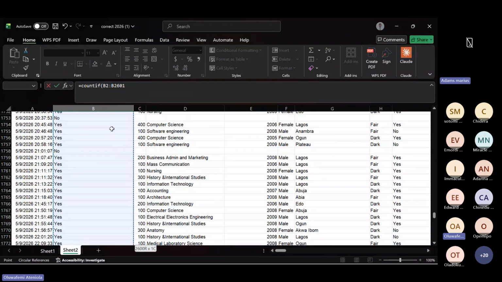So these are called cells. Every one of these boxes is called a cell, and each and every one of them has a name. So how do you get the name of a cell? It is the combination of the column letter and the row number.